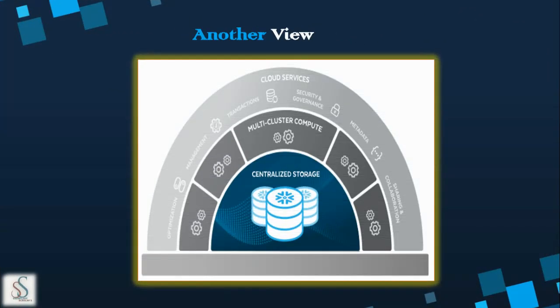Another view of Snowflake here. As I said, it's a centralized storage, a single location having multiple database partitions, and the upper layer is multi-cluster compute, so multiple nodes can execute concurrently. And the upper layer is again optimizer, management, transaction, security, metadata, sharing, collaboration, everything. Those layers make up the first layer, the cloud services layer. Hope I made it clear.